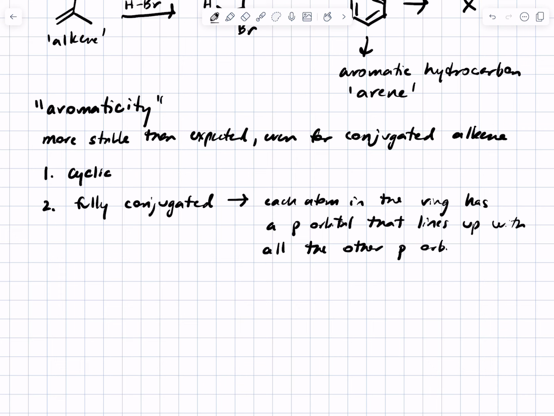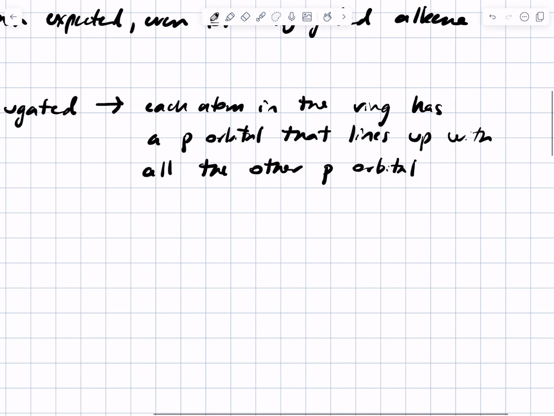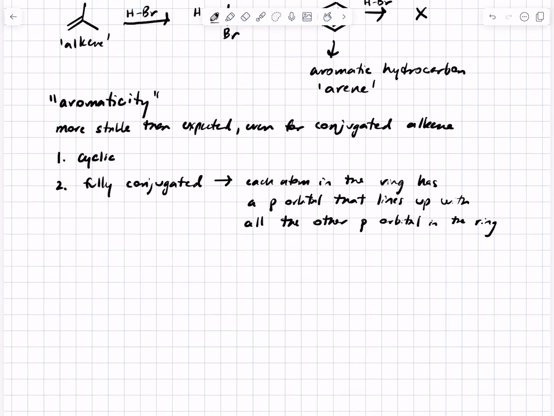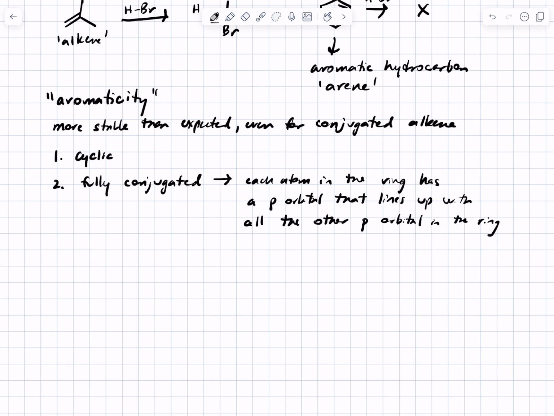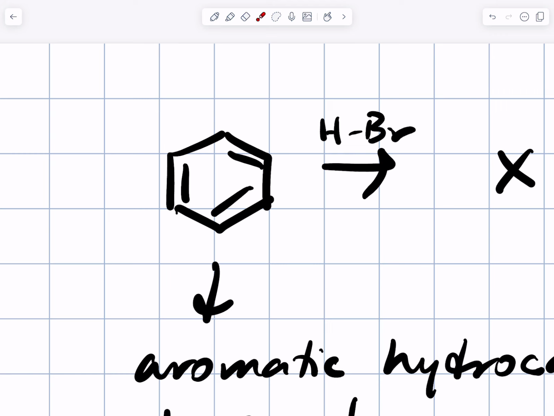And we'll see when that happens, those p orbitals mix together to make a conjugated system of pi orbitals, and we'll talk about those in a little bit. But a key feature of aromaticity is that each and every atom on the ring has to have a p orbital that can line up with all the other p orbitals on the ring. For benzene, you can tell that's true. We could draw each of those p orbitals.